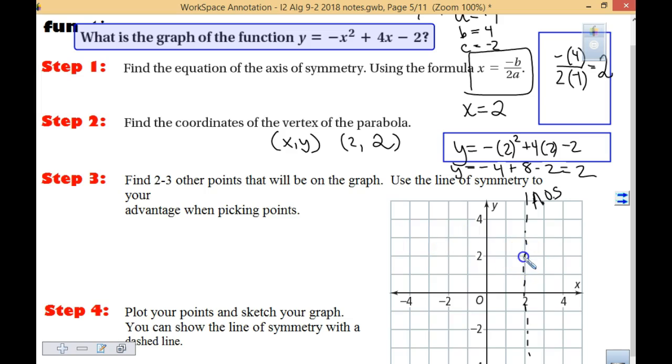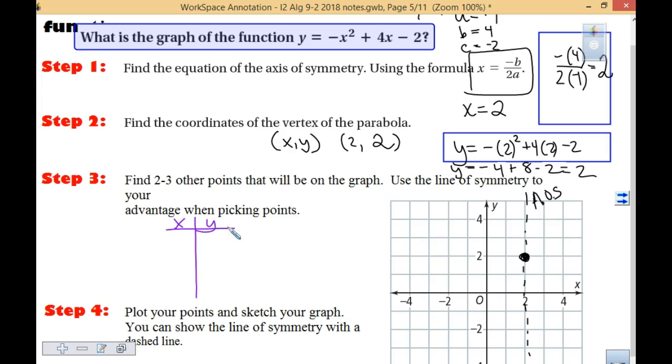We can now place that on our graph, right? 2, 2. It says now pick 2 or 3 points that will be on the graph. Use your line of symmetry to your advantage when picking points. So we do not always want to pick 2 positive and 2 negatives like you did last night, right? When we did the first lesson in this one, we always said, oh, when you pick your x and y values, pick 2 negatives, pick 2 positives. You don't want to do that anymore.